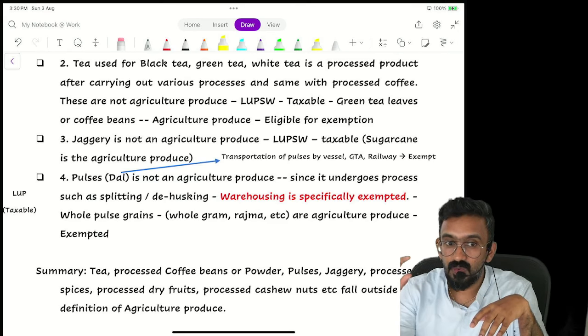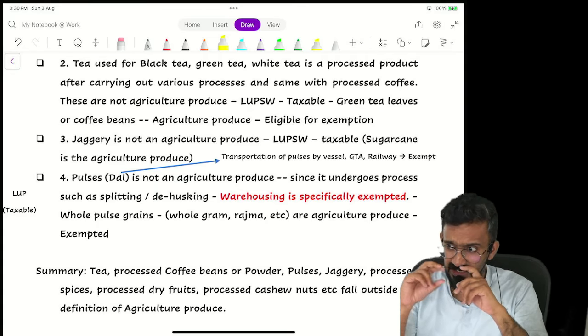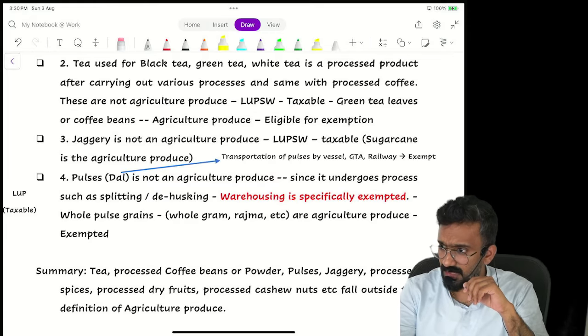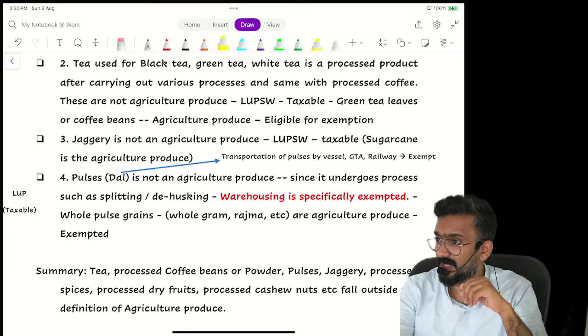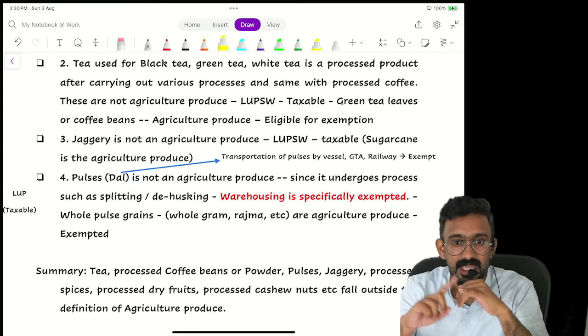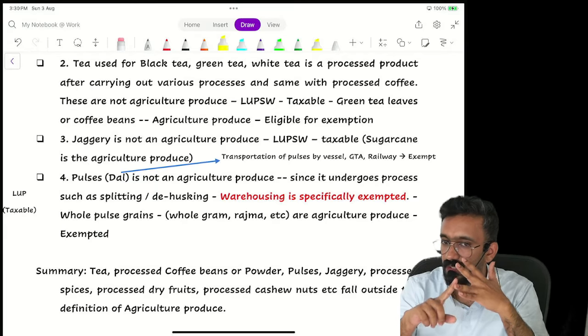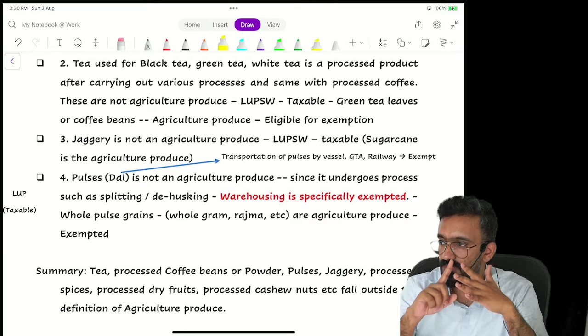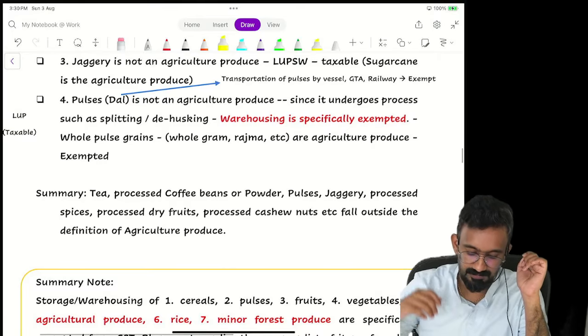No. Raw coffee bean with the husk on top of it, the green one which you take out of the tree, that's considered to be agriculture produce. That will get exemption for LUPSW. What is LUPSW? Loading, unloading, packing, storage and warehousing. That's your understanding.